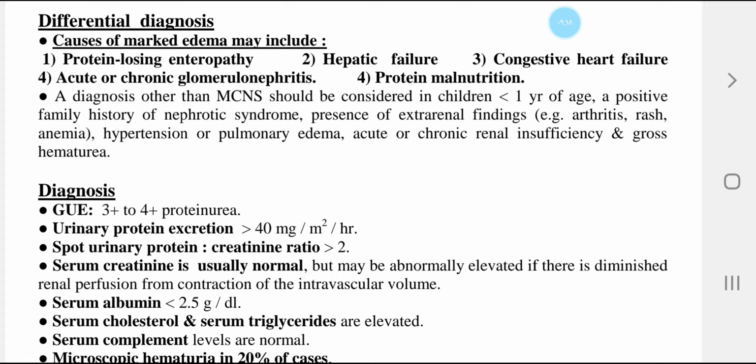A diagnosis other than minimal change nephrotic syndrome should be considered in children less than 1 year of age, a positive family history of nephrotic syndrome, and the presence of extrarenal findings like arthritis, rash, anemia, hypertension or pulmonary edema, acute or chronic renal insufficiency, and gross hematuria.